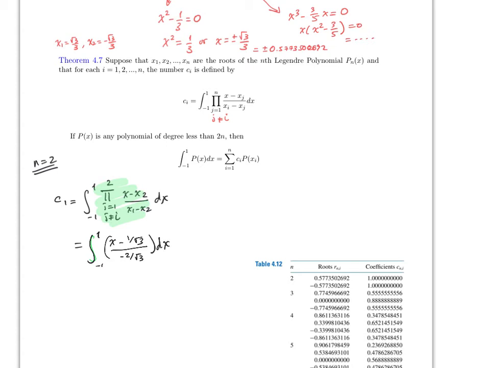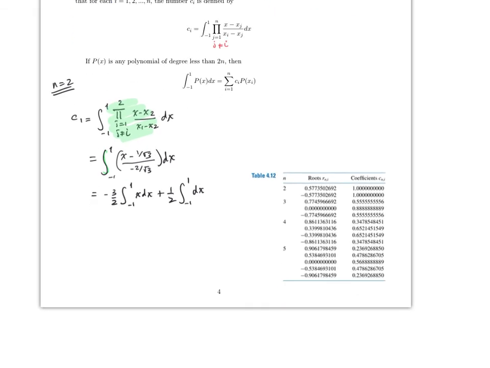Okay. Now you can break this into two integrals. It will be minus 3 over 2 times the integral from minus 1 to 1 of x dx plus 1/2 times the integral from minus 1 to 1 of dx. And once you simplify everything, this is equal to 1. So that's how we get C1. Similarly, you do the same thing for C2, and we will get that C2 is equal to 1.